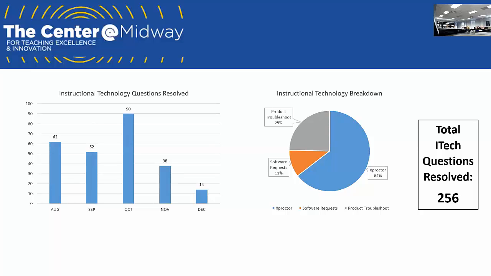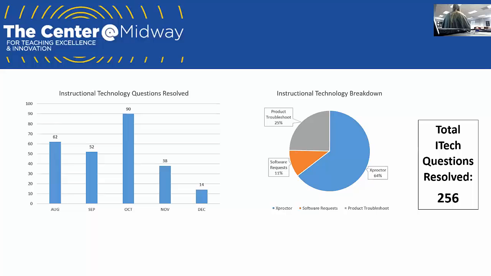The next thing that we keep track of is instructional technology help. That would be anything technological other than Moodle. So if you're teaching an online course and your students have questions about XProctor, that, as you can see, is the vast majority of our questions. 64% of our questions come from students who cannot figure out that if they turn on XProctor, it's running. We've made it too simple. We need to make it harder so that they can tell it's running. But that's a battle I can't win.